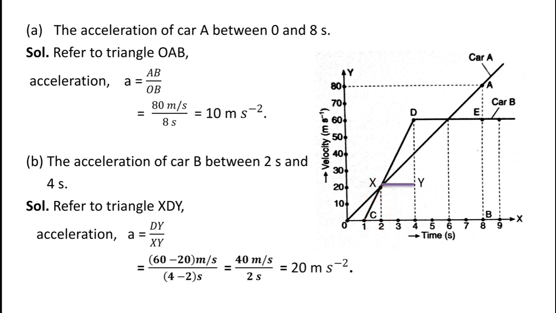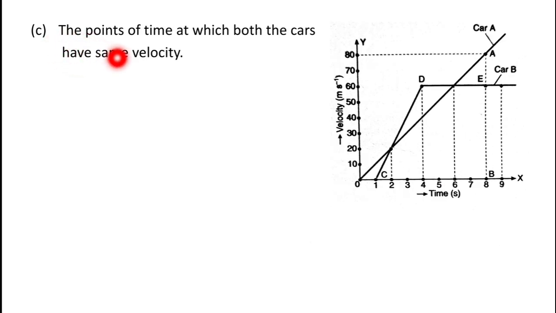Hence we can write DY is equal to 60 minus 20 meter per second and XY is equal to 4 minus 2 second, which comes out to be 40 meter per second divided by 2 second, and it is equal to 20 meter per second square. Hence we can say that the acceleration of car B between 2 second and 4 second is equal to 20 meter per second square.